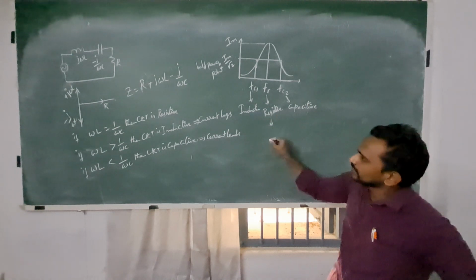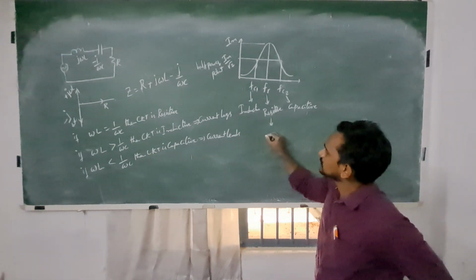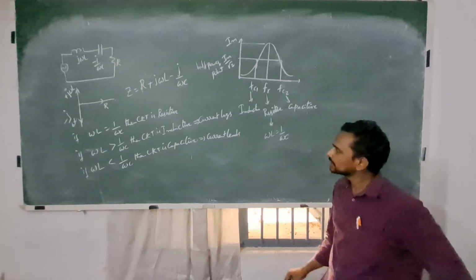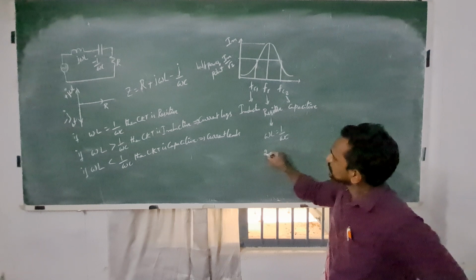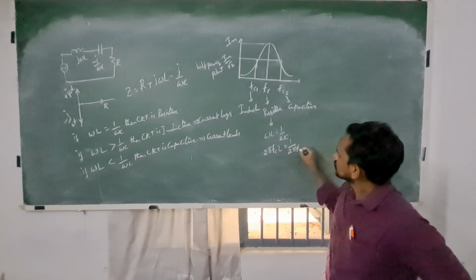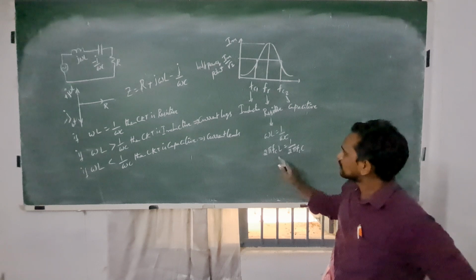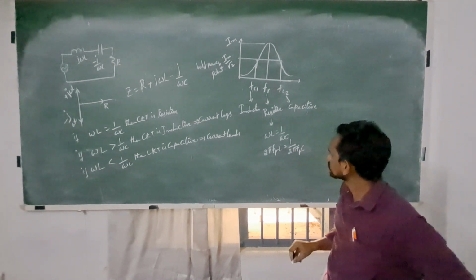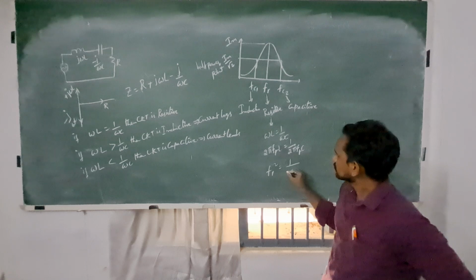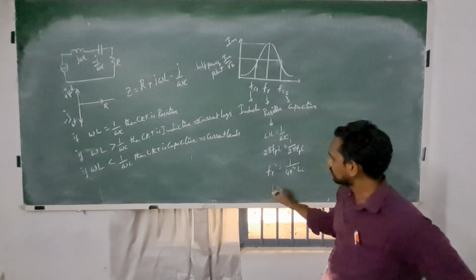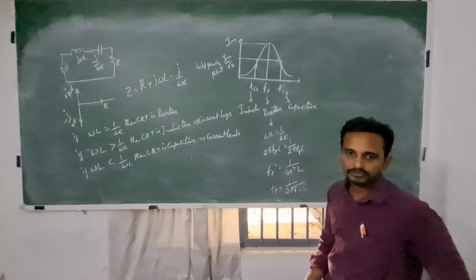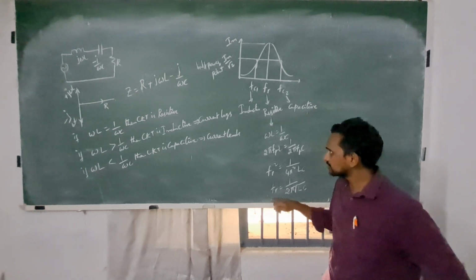So the resonance frequency is given by the condition omega L is equal to 1 by omega C. This is the resonance condition. How does the resonance frequency come? 2 pi f L is equal to 1 by 2 pi f C. Call it FR, or resonance. So FR square is 1 by 4 pi square LC, and FR is 1 by 2 pi root of LC. That is the resonance frequency.